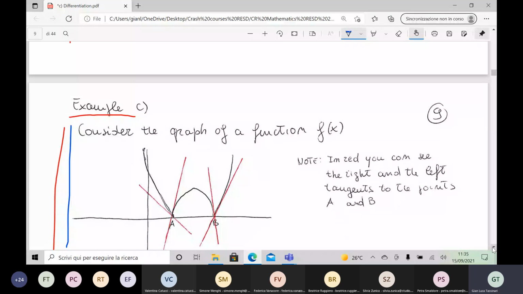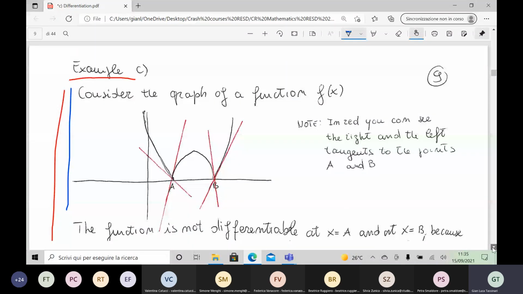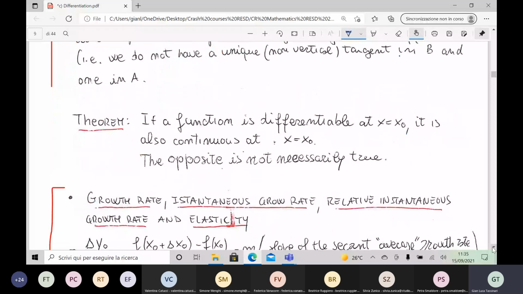So theorem: if a function is differentiable at a point x0, then it is also continuous. So if a function is differentiable at a point, for sure at that point it is continuous. Obviously, think of the examples I did, the opposite is not necessarily true, because I've shown you three graphs in which the function was continuous at a given point x0, but in all these points, the function was not differentiable. So the theorem is also important.